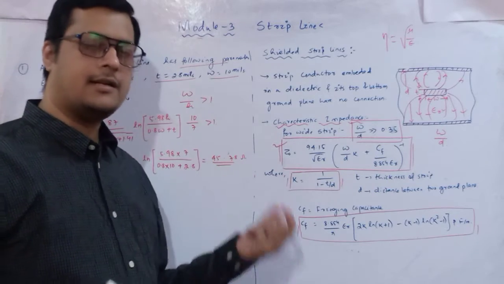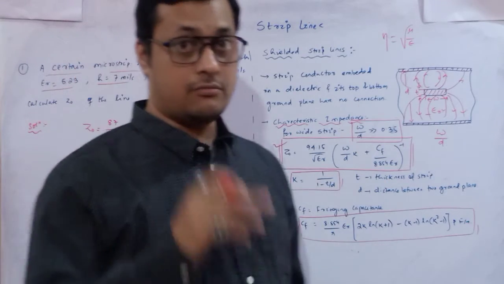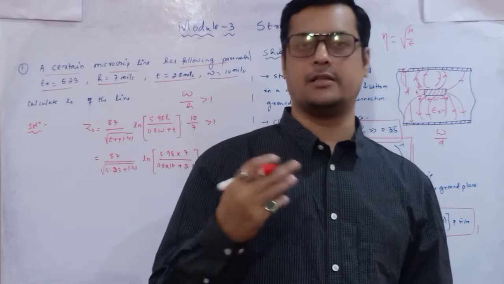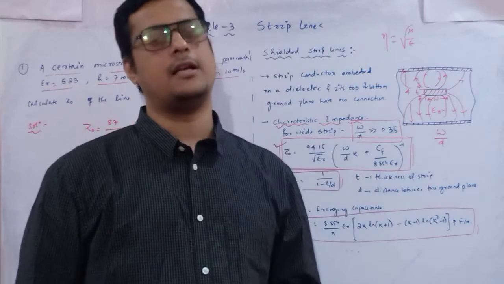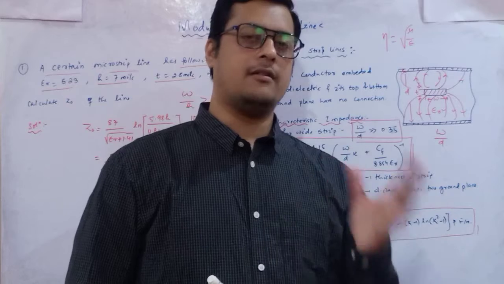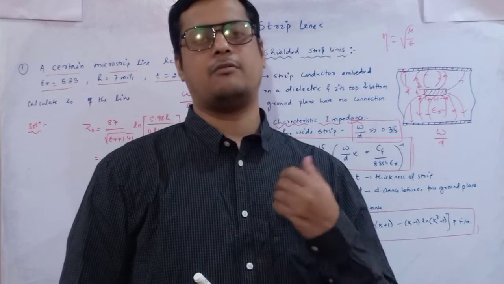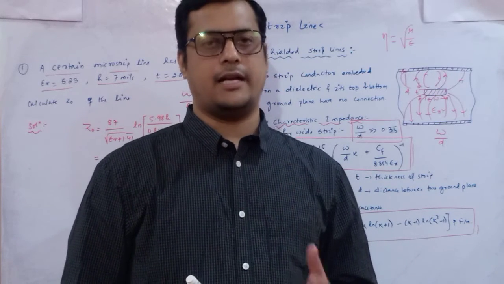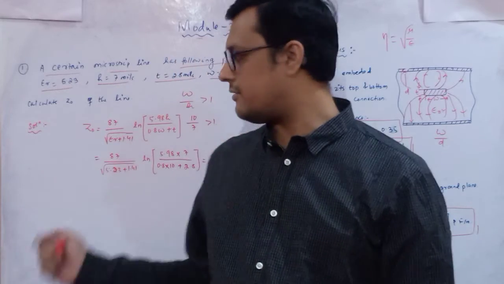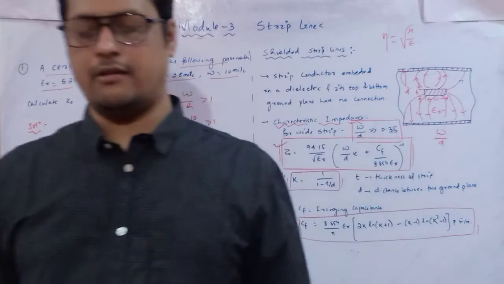So only here the relation matters. You have to check whether W by H ratio is greater than 1 or less than 1. According to that, you have to select the relation and put in all the values. Whatever the given data is, substitute it and get your answer. Okay. Next question we will take.